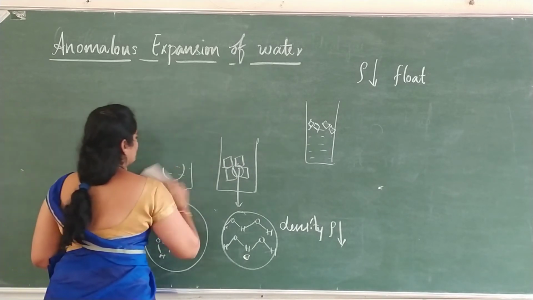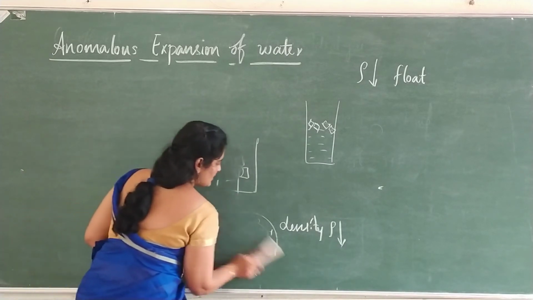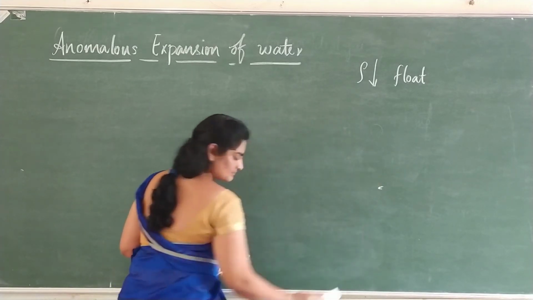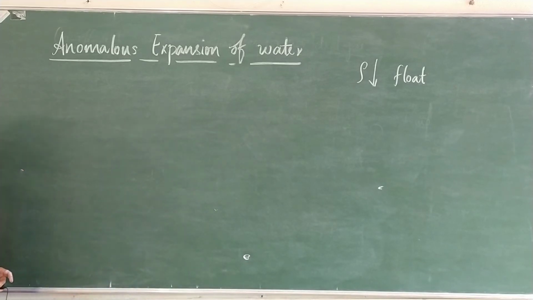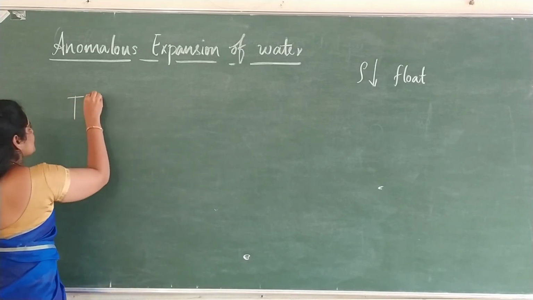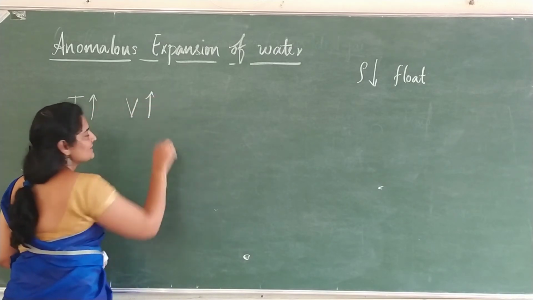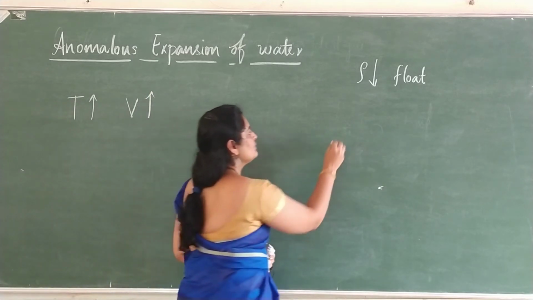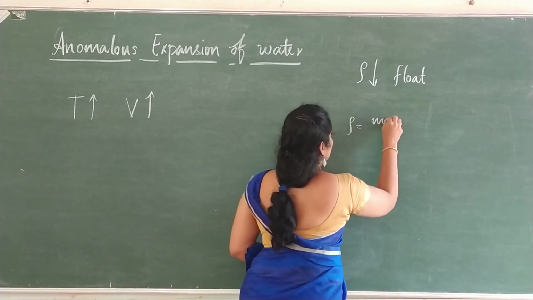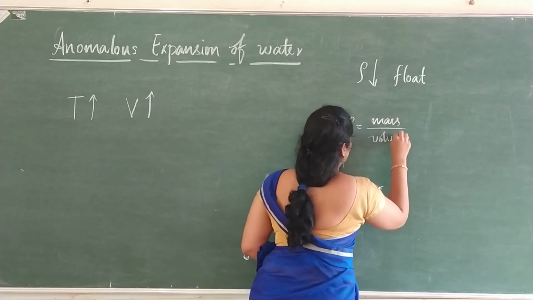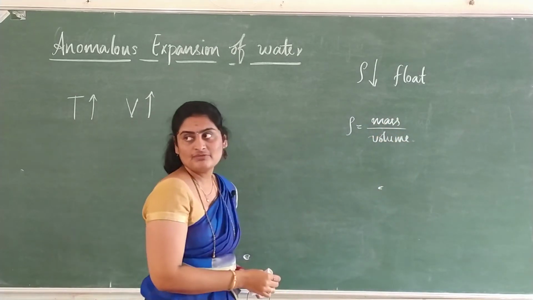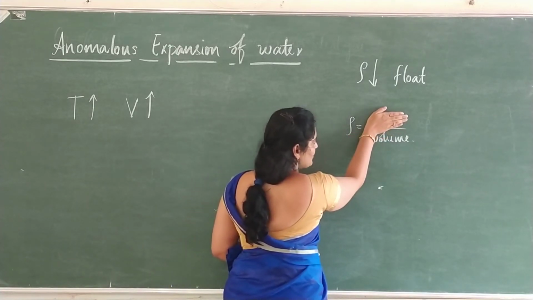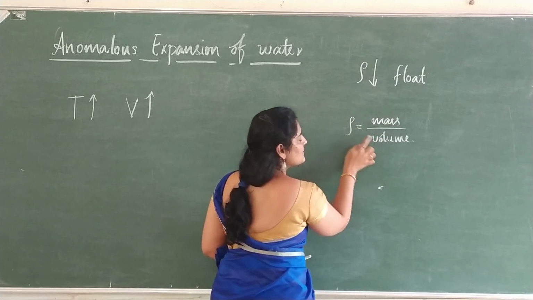Now we know that as temperature is increased, what happens to volume? What happens to volume? This is not gas. So if temperature is increased, volume increases, it expands, right? Volume increase ಆದರೆ density ಏನಾಗಬೇಕು? We know that density is equal to mass divided by volume, right? Mass divided by volume. So they are inversely proportional. If I consider mass as a constant, density and volume are inversely proportional.